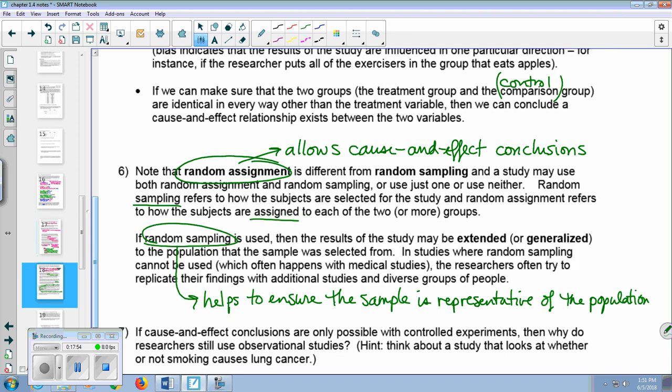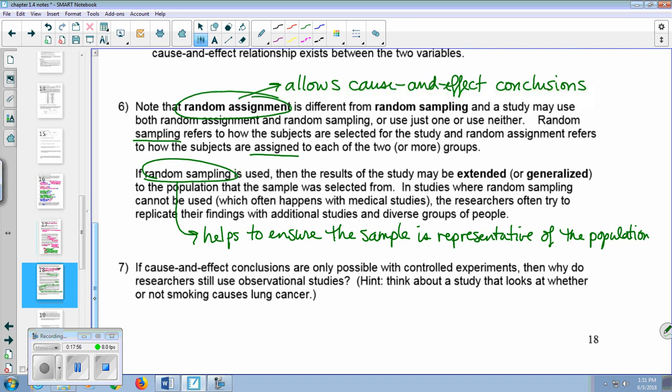All right, and last one, let's see if I can move this down, number 7. If cause and effect conclusions are only possible with controlled experiments, then why do researchers still use observational studies? Well, hint, think about a study that looks at whether or not smoking causes lung cancer. Remember that you can't always do an experiment. In this case, you can't randomly assign someone to smoke and someone not to smoke, and that's for ethical reasons. If you're more interested in this question, how they finally came up with the idea that smoking does cause lung cancer, you can take a look at your textbook.